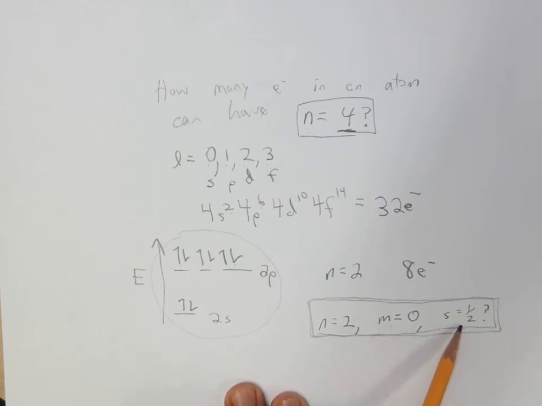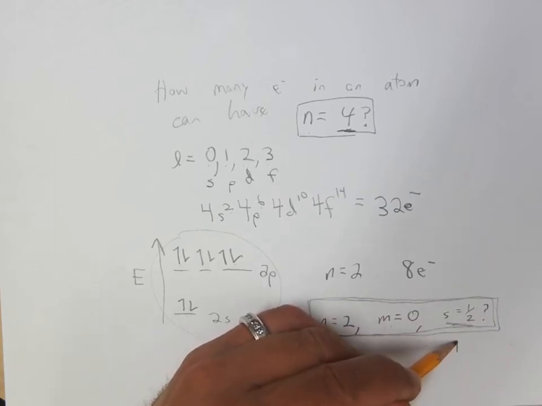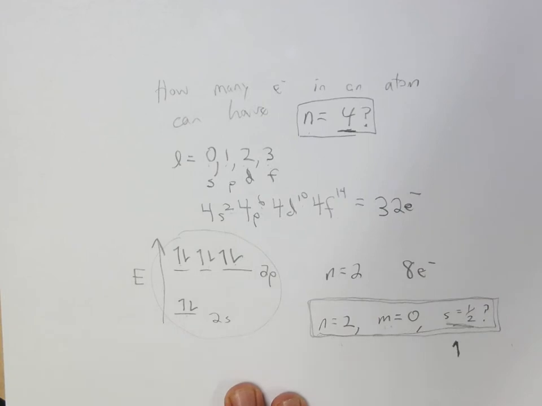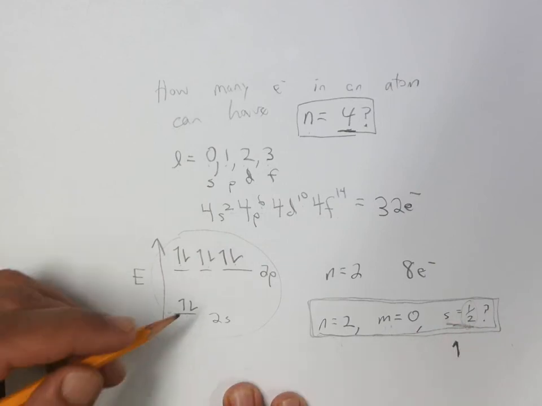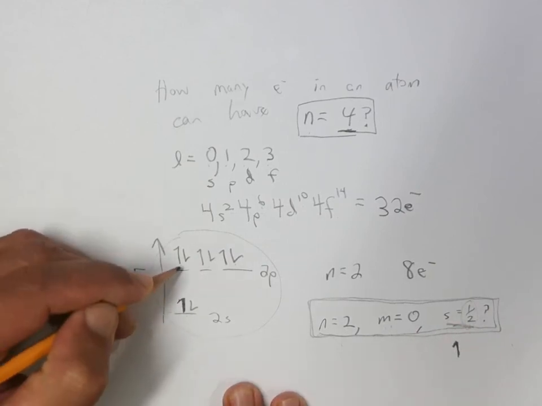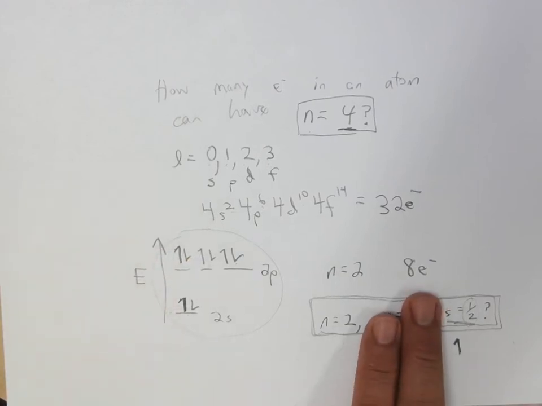And we also want to single out how many electrons have s equals 1/2. So s equals 1/2 we should see visually as an up arrow. Things are paired up, spin up or spin down, plus 1/2 or minus 1/2. S equals 1/2 means the up arrow electrons. So within the n equals 2 energy level, we have 8 total electrons, but only half of them have the up spin.